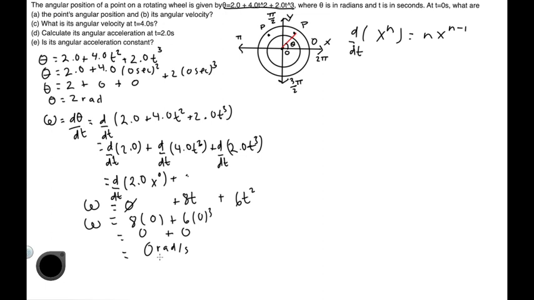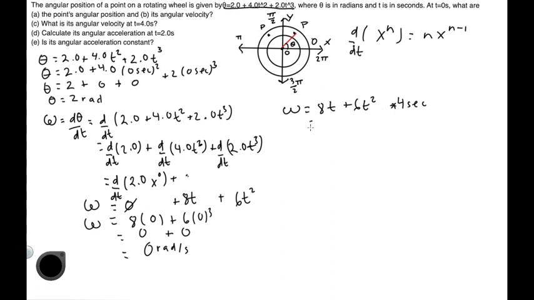So for part C, we want to find the angular velocity at 4 seconds. So once again, we just repeat the same process we did for part B. We just take our formula, which is omega equals 8t plus 6t squared. And then wherever we see a t, we just plug in 4 seconds, right?